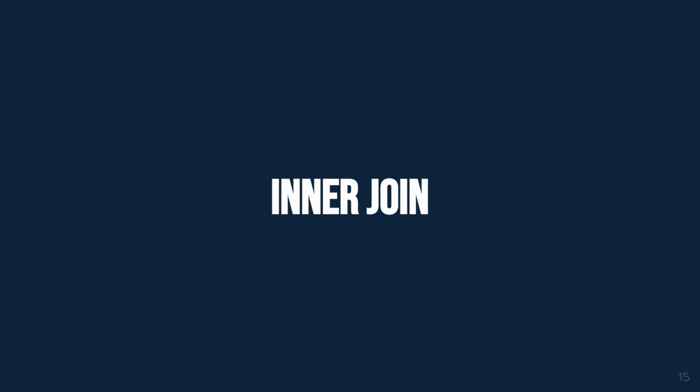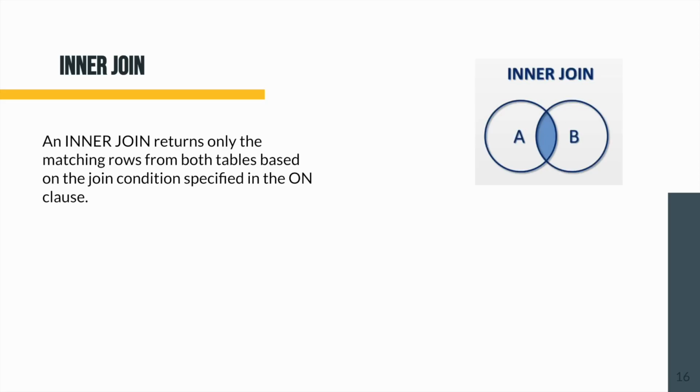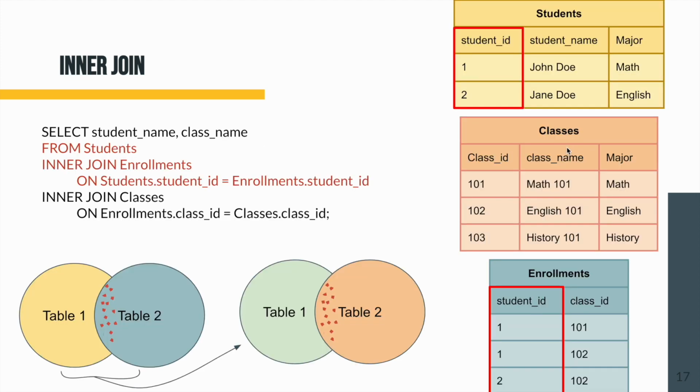Alright, let's talk about inner join. Inner join returns only the matching rows from both tables based on the join condition specified in the ON clause. So anything between table 1 and table 2. Going back to our same example of the tables, in this case I have 2 inner joins, so I'm going to split it and focus on one of them at a time.